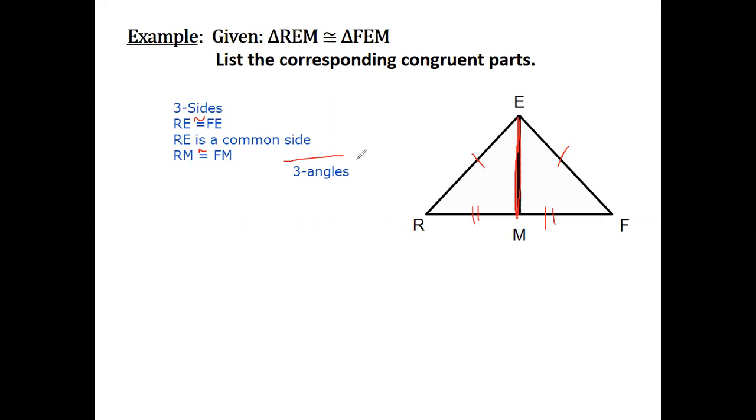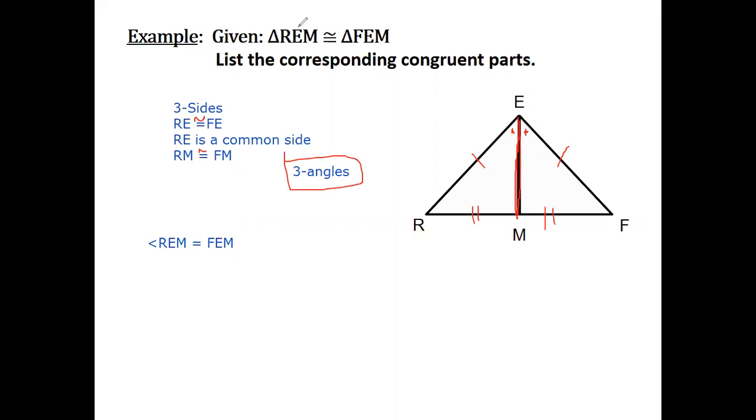We will move now to the second part, which is corresponding angles. Then we will start with REM. So angle REM will be congruent with angle FEM. So angle REM congruent with angle FEM, and we can put the sign in the figure. Then I have this angle congruent with this angle. What else? Which two angles will be congruent?